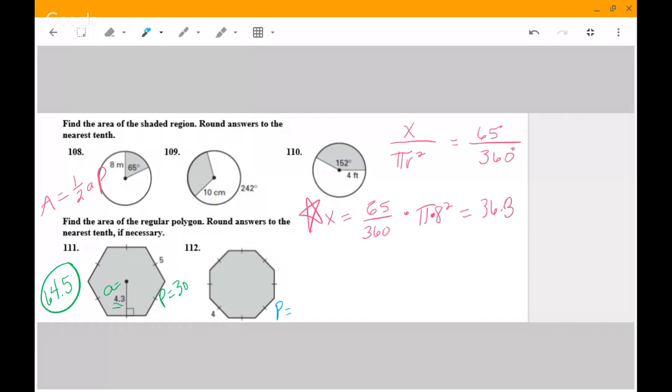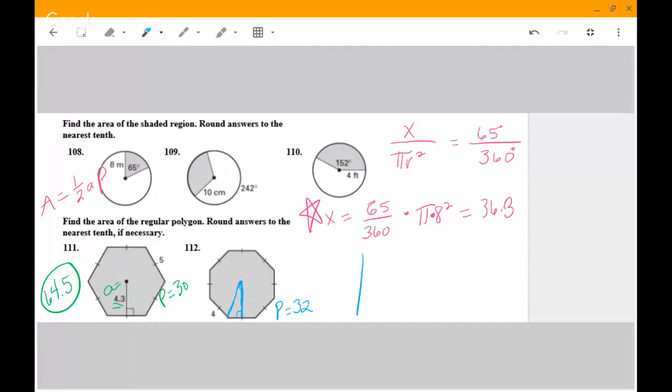Well, that's an octagon, so 4 times 8 equals 32. So we got the 32. To get the apothem, it's all about triangles. So draw a dot in the middle. I'm going to drop down my crooked line. Okay. And then make a triangle. So this is the triangle we want to work with.